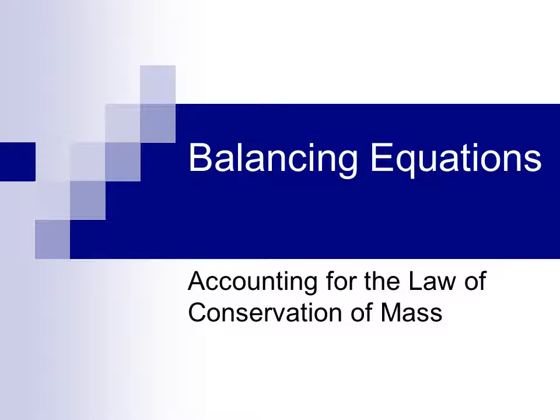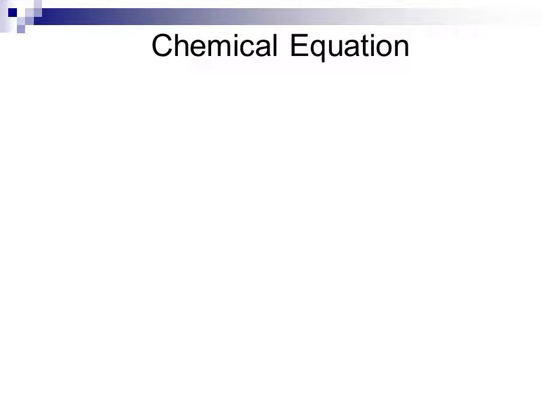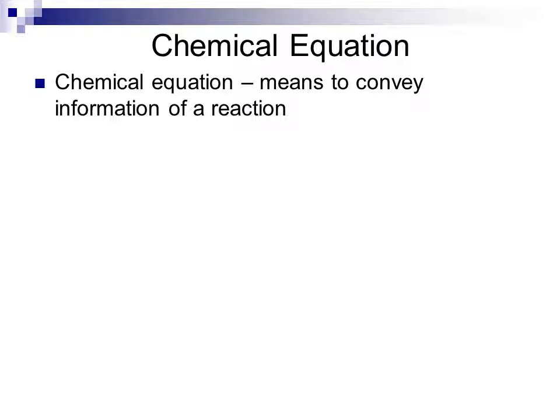Balancing equations, a means to account for the law of conservation of mass. A chemical equation is a process by which we can convey information about a reaction. They're used frequently when we're talking about reactions in chemistry rather than simply about particular substances. And they consist of several parts.